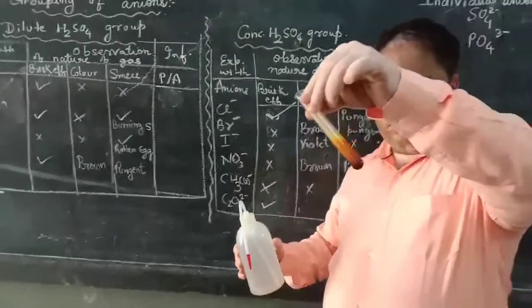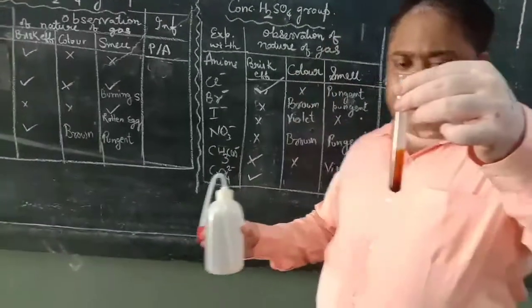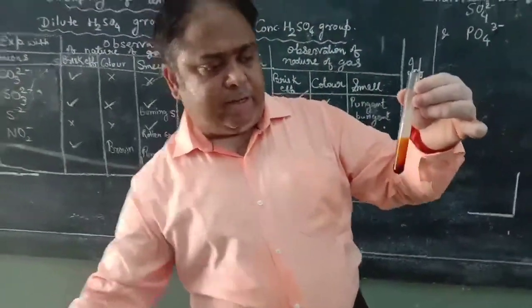Alright, so it's still brown. If we get a little bit of starch, then I can show the violet color. Starch is there, sir?